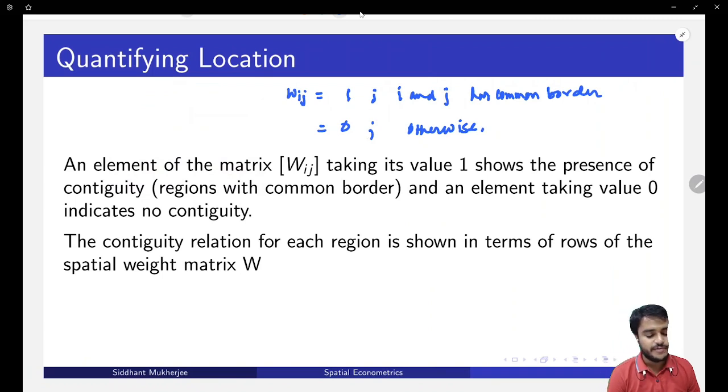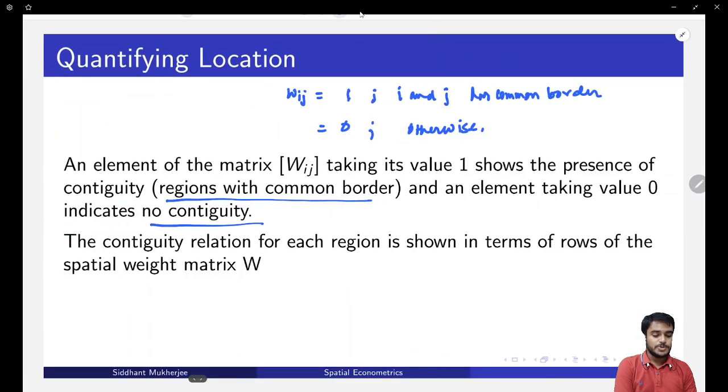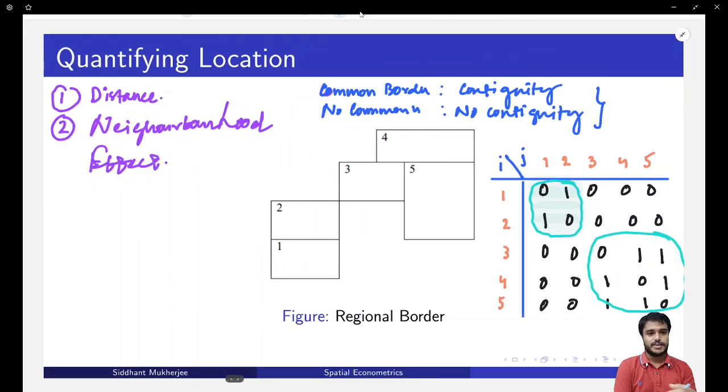So the element of matrix wij taking the value 1 shows the presence of contiguity, and the regions have a common border. An element taking the value 0 means there is no contiguity, no sharing of common borders. The contiguity relations for each region are shown in the rows of the matrix. In terms of the rows of the spatial map, what is W, capital W? We can analyze further and show its behavior as capital W. Okay.